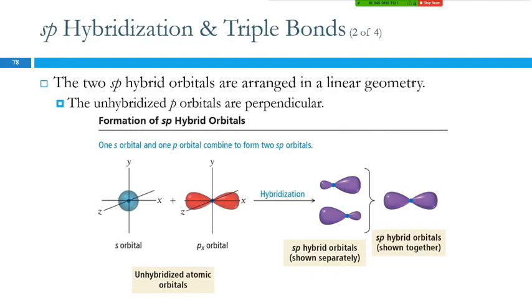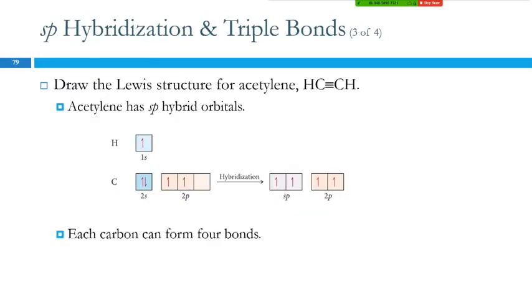We are not showing the small lobes because it gets really messy. But this has a large lobe and a small lobe. This one has a large lobe and a small lobe. So if we look at acetylene, here we have 2 carbons and 2 hydrogens, and there's a triple bond with the carbon. So the carbon is going to undergo sp hybridization. It's going to make 2 sp orbitals, and then it'll leave 2 p orbitals.